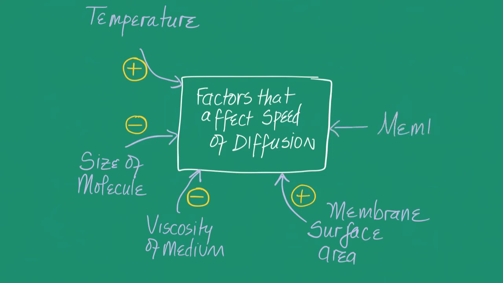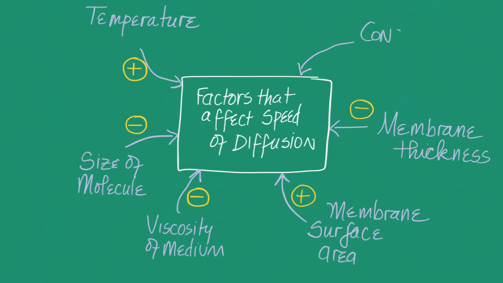The fifth factor is membrane thickness. This presents a barrier to diffusion. So the thinner the membrane, the faster the diffusion. So if the membrane thickness is great, then it slows down the rate of diffusion. So it has a negative effect on the speed of diffusion. The last factor is concentration gradient. The greater the concentration difference between the two areas where diffusion takes place, the faster the speed of diffusion. It has a positive effect on the speed of diffusion.